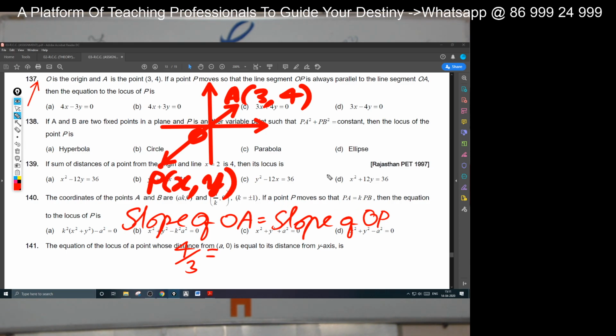Because the slope we will get in the straight line, I have not explained it so far, and even then you remember it. It is very simple. The origin is 0, 0, so it is y2 minus y1 by x2 minus x1. So this is nothing but 4 by 3, y minus 0 by x minus 0, so y by x. So our answer is 4x minus 3y equal to 0.